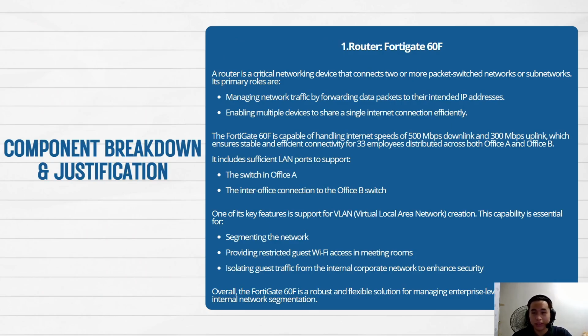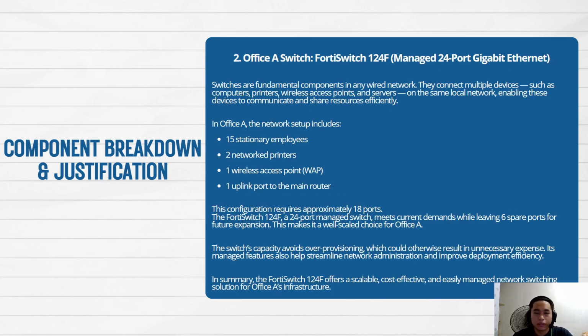We chose the FortiGate 60F for the router because it can handle internet speeds up to 500 Mbps downlink and 10 Mbps uplink. Next, we chose the FortiSwitch 124F because it has 24 gigabit Ethernet ports, and it can be used for Office A since Office A has about 18 ports that need internet.